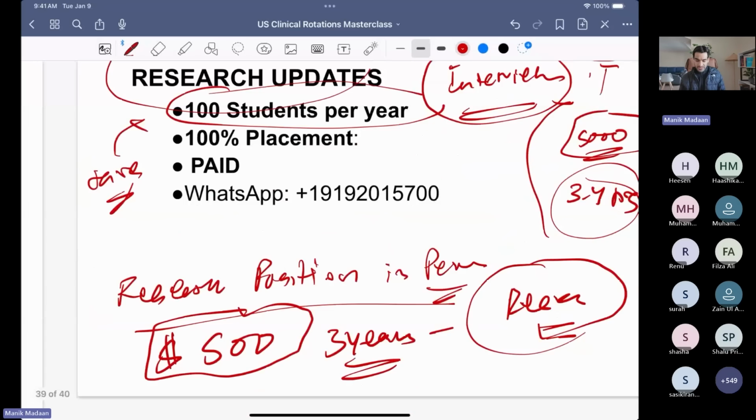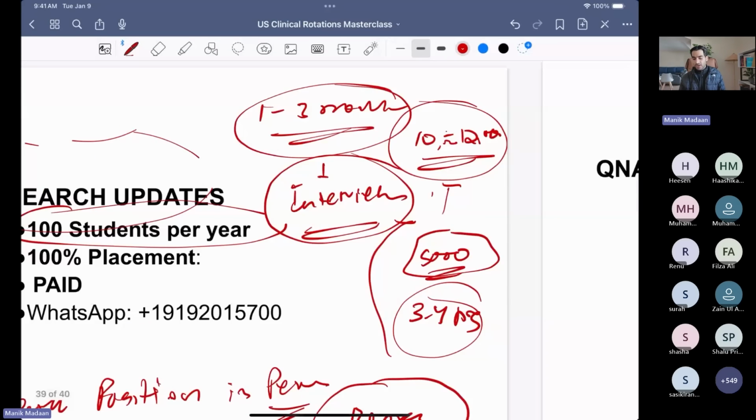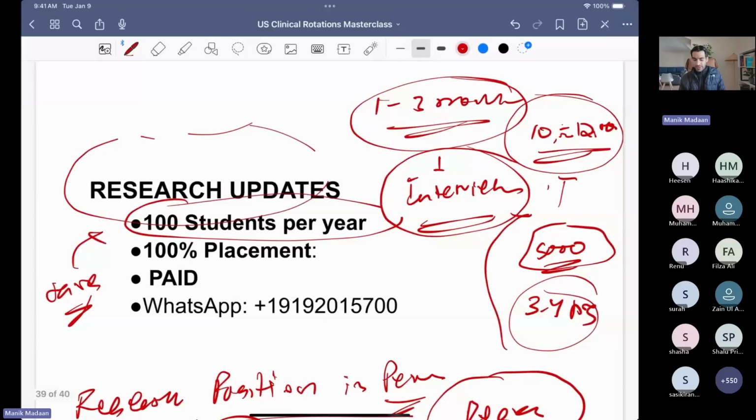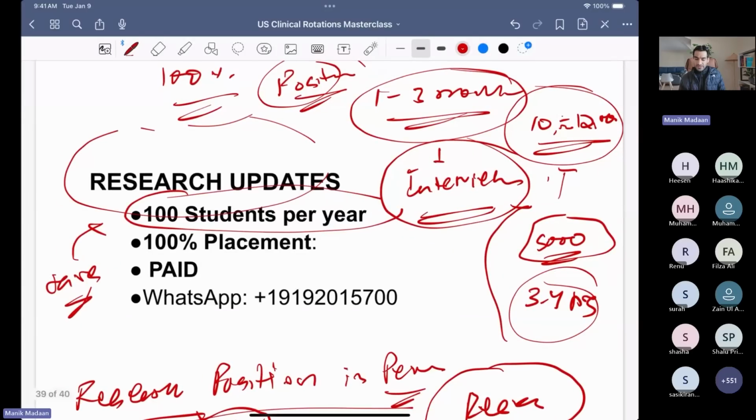So you pay the deposit of $500, and later on, we find the research position for you. And once we have that research position for you, and it's 100% placement that you'll get it, then you have to pay that $10,000 to $12,000, and you get that interview and you get that research position.